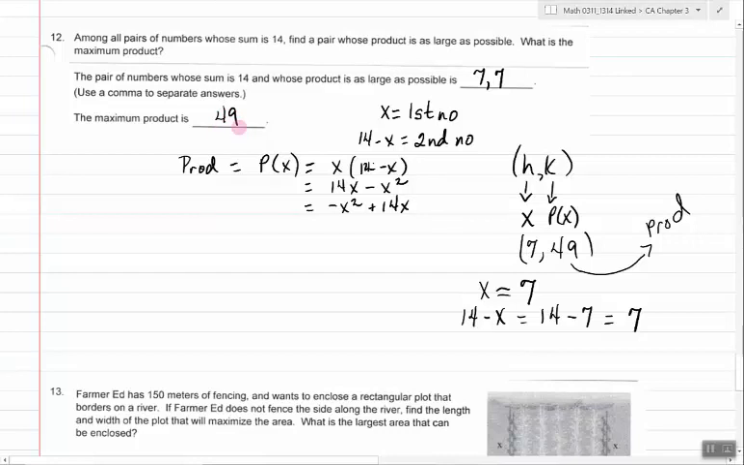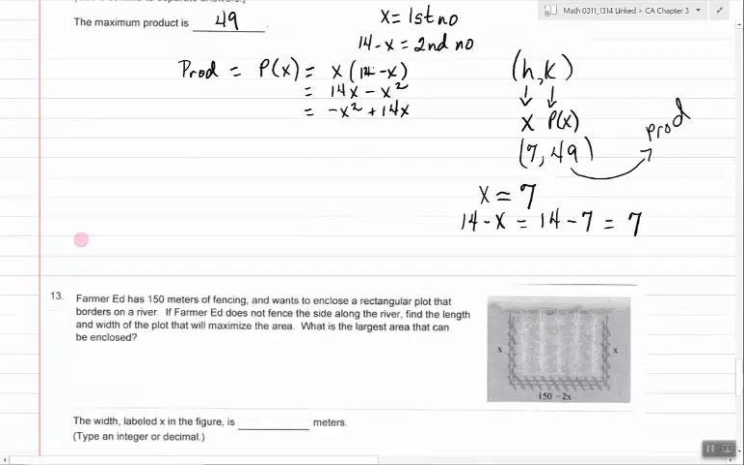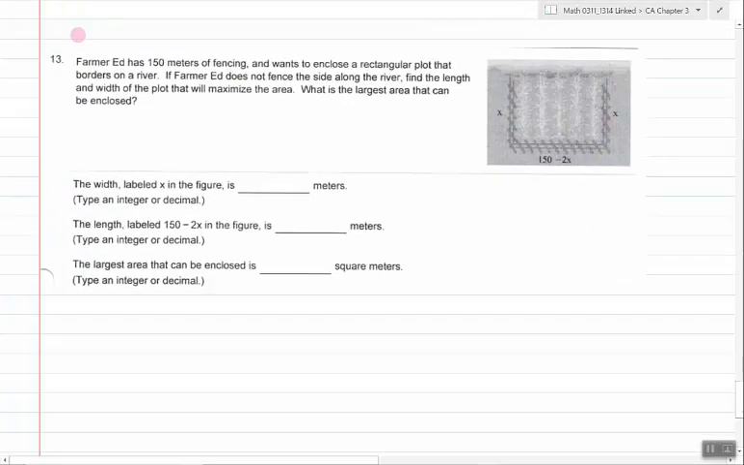All right, I know that's perhaps a little unusual. Let's look at number 13. This is quite a long video. This says, Farmer Ed has 150 meters of fencing and wants to enclose a rectangular plot that borders a river. That means that he only has 3 sides that he needs to fence. He does not fence the side along the river. Find the length and width of the plot that will maximize the area.